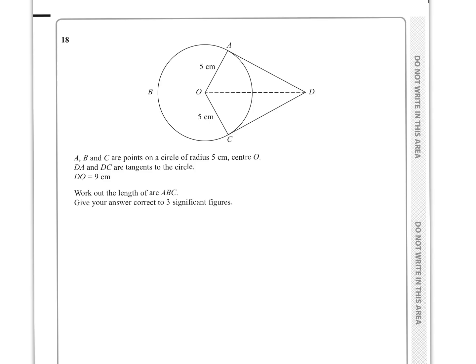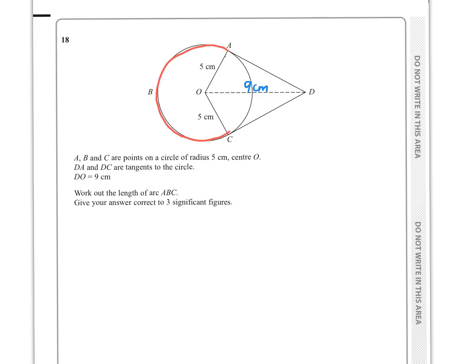Question 18. A, B and C are points on a circle of radius 5 centimetres, centre O. DA and DC are tangents to the circle, and DO is 9 centimetres. Work out the length of arc ABC. So we want the major arc here going from A through to B through to C.